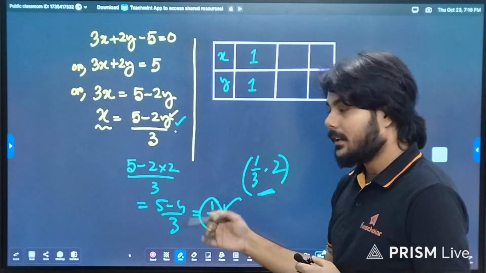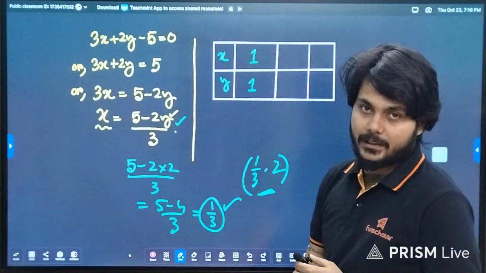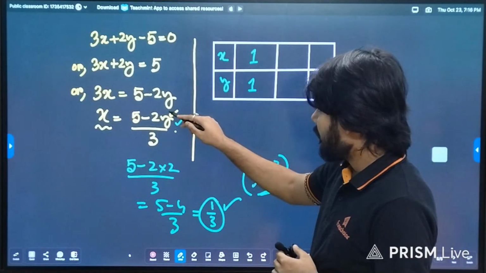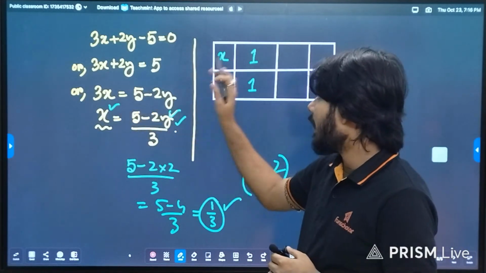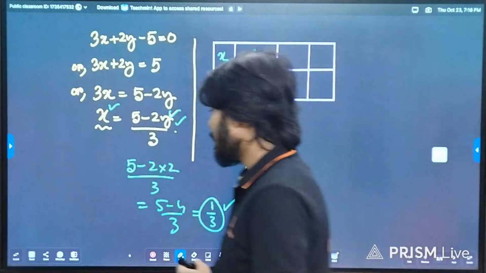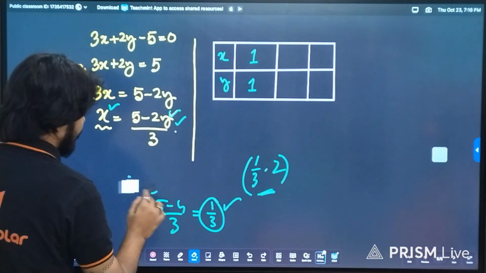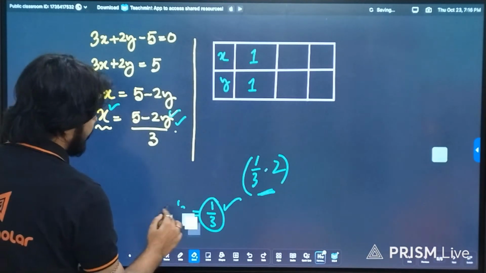So always try to put such a value of y for which you get an integer value of x. If y and x both are integers, then it is easier to plot them on the Cartesian plane. So I recommend you not to take 2 here. Take any other number.